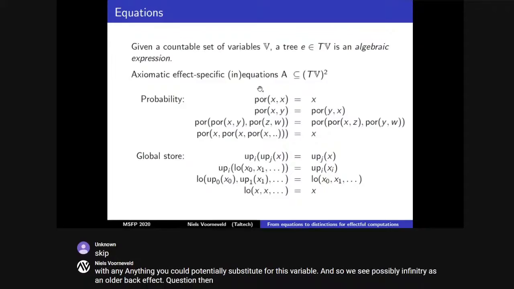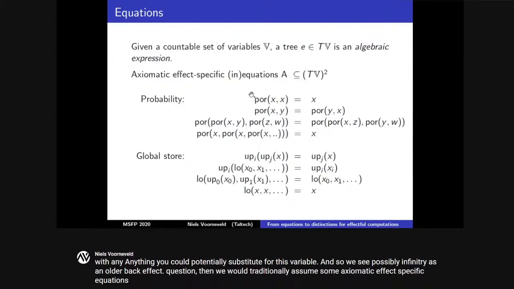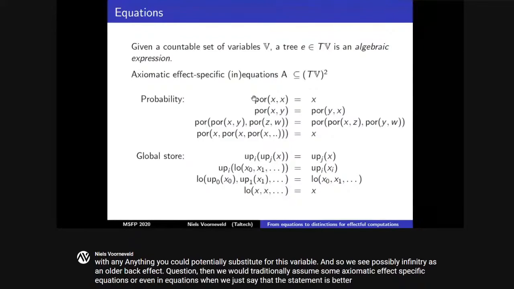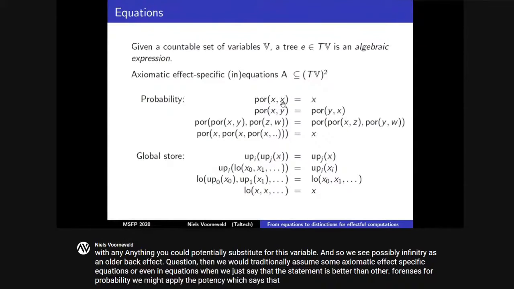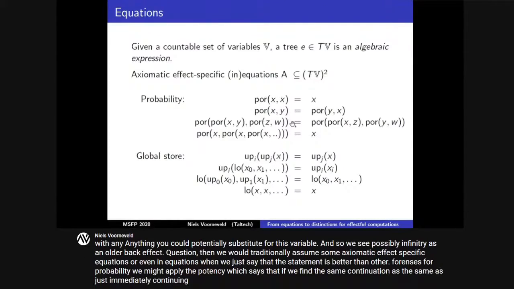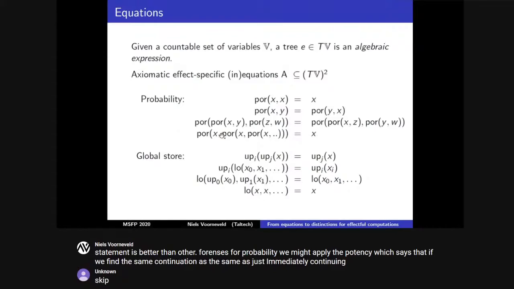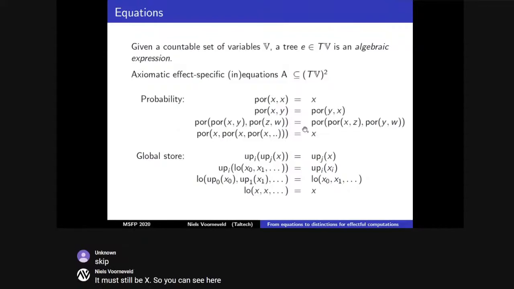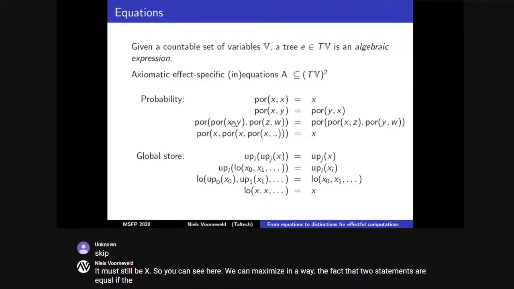Then we would traditionally assume some axiomatic effect-specific equations, or even inequations, where we say that one statement is better than the other. For instance, for probability, we might have idempotency, which says that if we have twice the same continuation, that's the same as just immediately continuing with x. Or we have symmetry, or even if we have an infinitary tree, but there's still a 100% chance that we get to an x, then it must still be x. And so you can see here we axiomatize, in a way, the fact that two statements are equal if the probability to get to any of the variables is the same on either side.